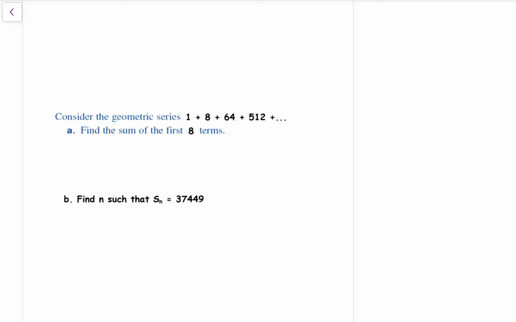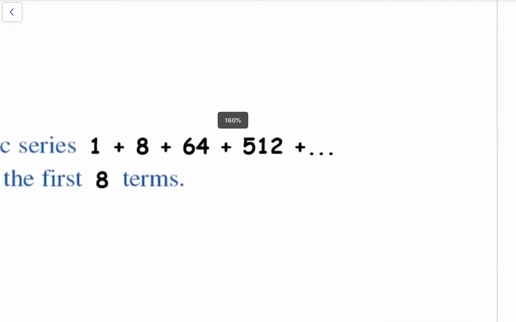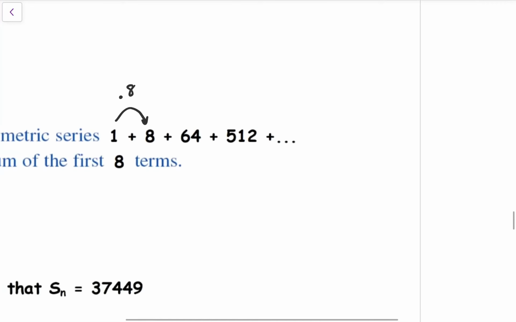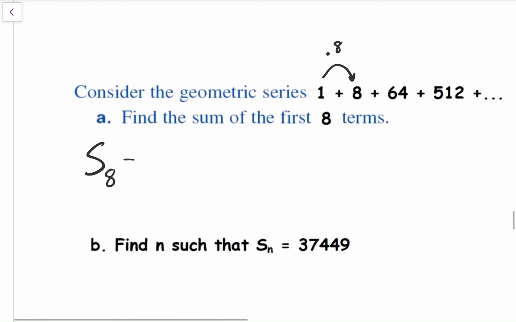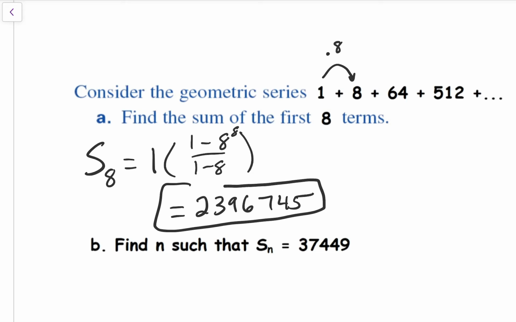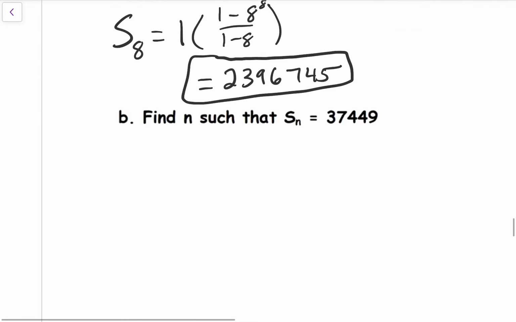Just one more example of each type of that. Find the sum of the first 8 terms. So just finding that common ratio. How do I get from 1 to 8? Multiply by 8. So S sub 8 is equal to the first term, which is 1, times 1 minus common ratio of 8 to the 8th power over 1 minus 8. Plug that into your calculator. We end up getting 2,396,745. Again, when you plug that in, make sure to take it part by part.